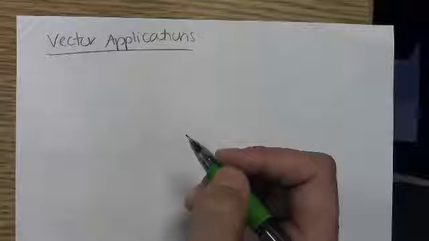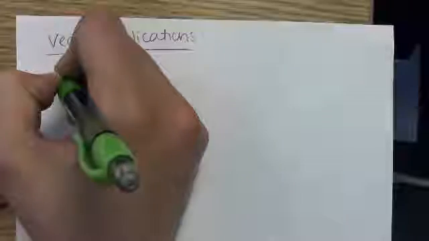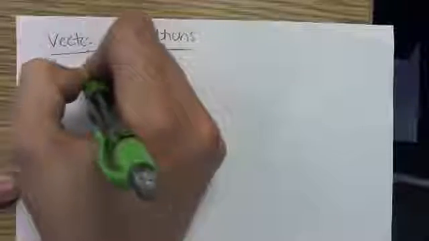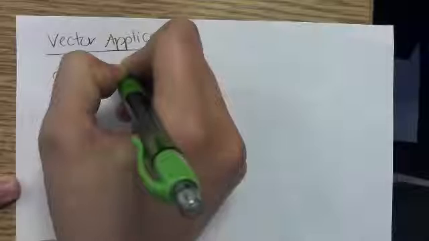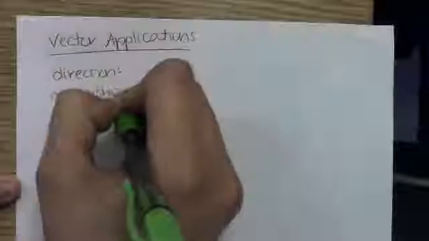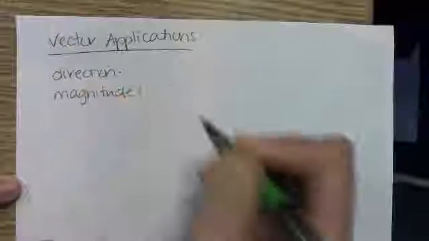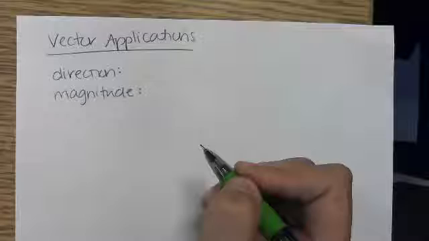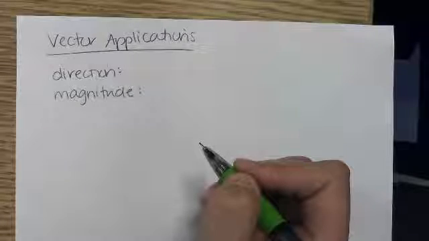So if you guys remember, vectors are based off of two things. They're based off of a direction, and they're based off of magnitude. So they have two things. They have a direction and they have a magnitude.